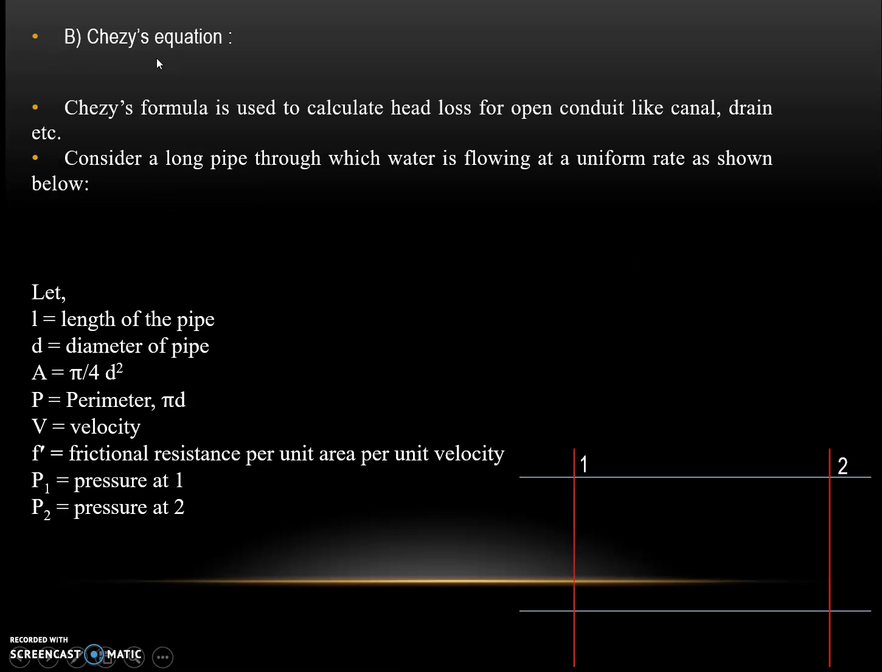Next is Chezy's equation. Chezy's formula is used to calculate head loss for open pipe like canal, which can be a conduit, drain, etc. Consider a long pipe through which water is flowing at a uniform rate. Let L be the length of the pipe, D be the diameter, A be the area of the pipe, P is the perimeter, which is equal to pi into D, V is velocity, F dash is frictional resistance per unit area per unit velocity, P1 is pressure at section 1 and P2 is pressure at section 2.